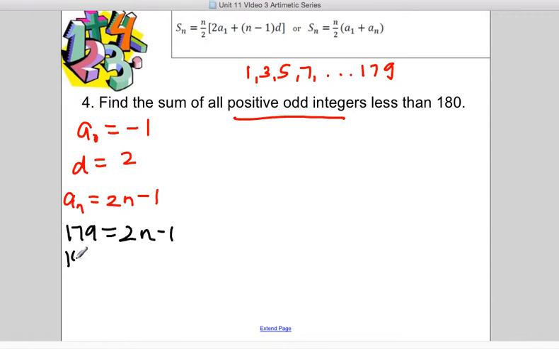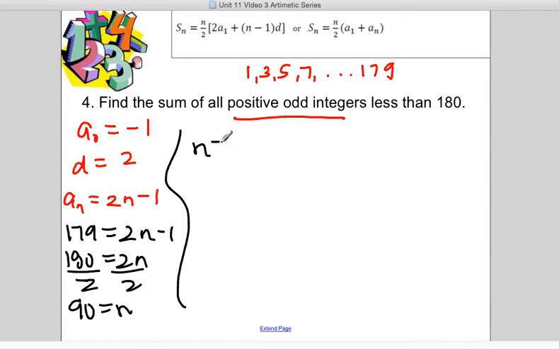So I would add 1, so I'd have 180 equals 2n and divide by 2. So what this tells me is there's 90 terms in this sequence. Okay, so using that, if we ever need to solve for n, you can go back and use your equation for a sequence. So n is equal to 90.